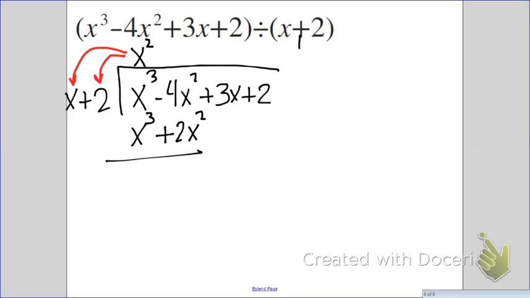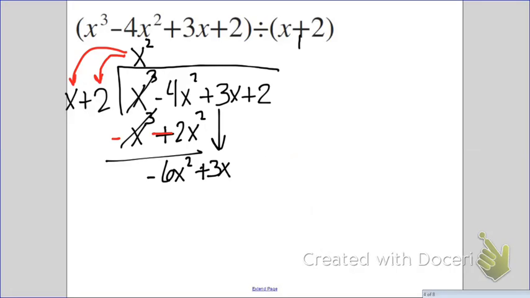Now whatever you get here, you need to make sure you do the opposites of. So instead of x cubed, we have negative x cubed. Instead of 2x squared, we have negative 2x squared. So let's go ahead and combine these. Negative 4 minus 2 is negative 6x squared. And now it's time to bring down the 3x. Notice I did not do anything with the x cubes because these two cancel each other out.